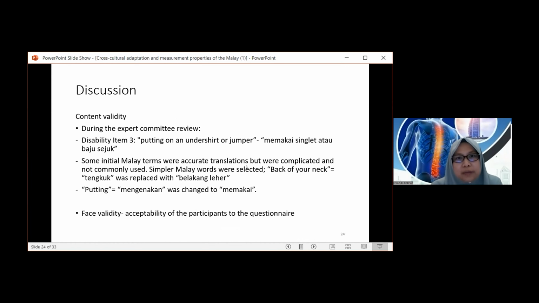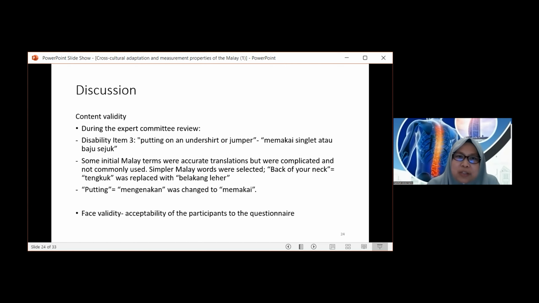As a discussion, during the expert committee review, there were 2 main issues. The first was disability item 3, putting on an undershirt or jumper, which scored an I-CVI of 0.75. This item had an issue with the words undershirt and jumper, which in Malaysia we don't really use. Thus, it required multiple amendments and a trial in the pre-testing M-SPADI before being accepted by the expert committee.